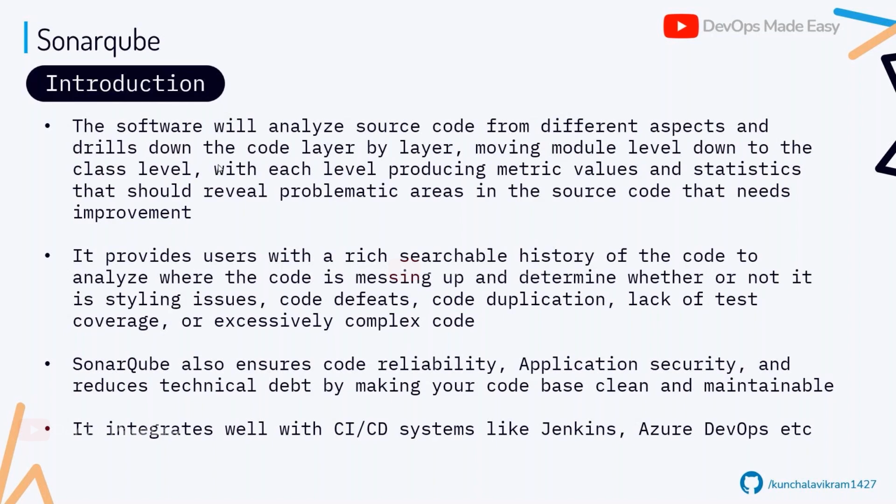Let's say SonarQube found that there is a code duplication. It will clearly show you where exactly this is happening, in which line of code, in which file, in a beautiful interface. We'll come to it when we do the practicals. And it integrates with CI/CD systems like Jenkins, Azure DevOps, or whatever tool you can take, you can integrate with.